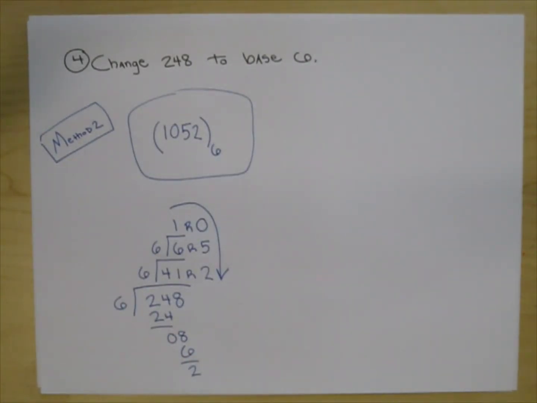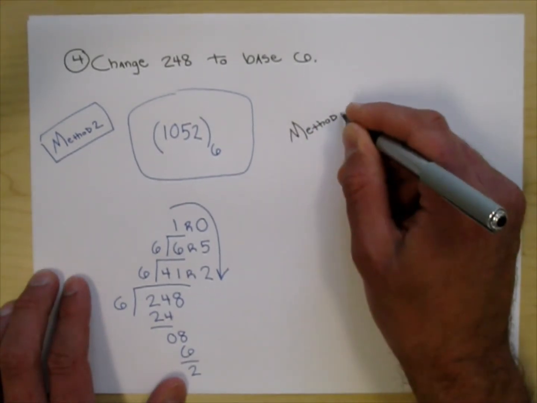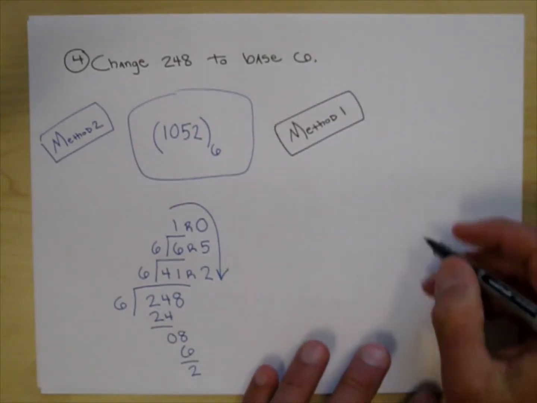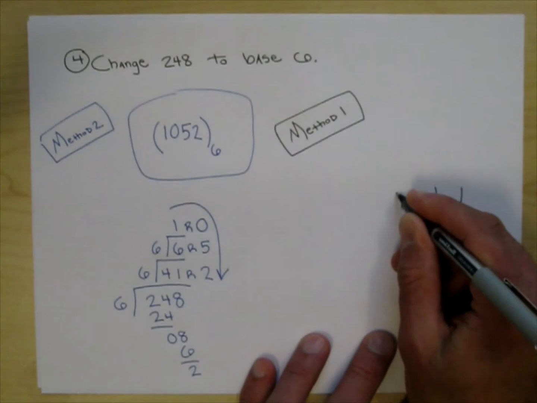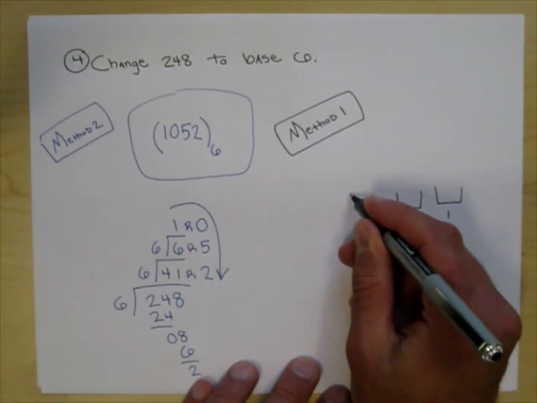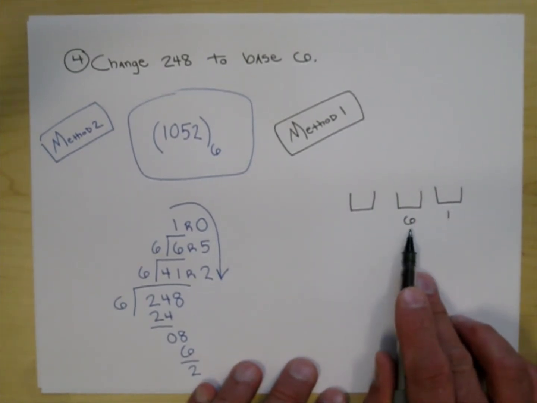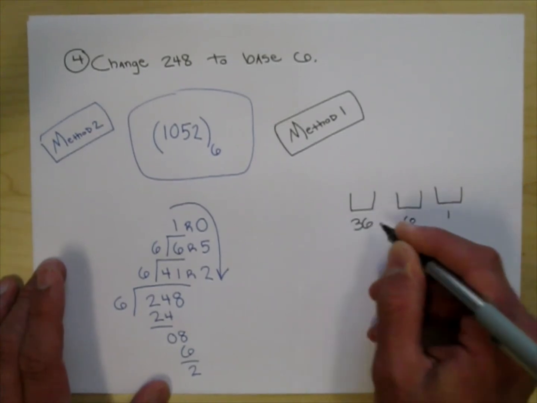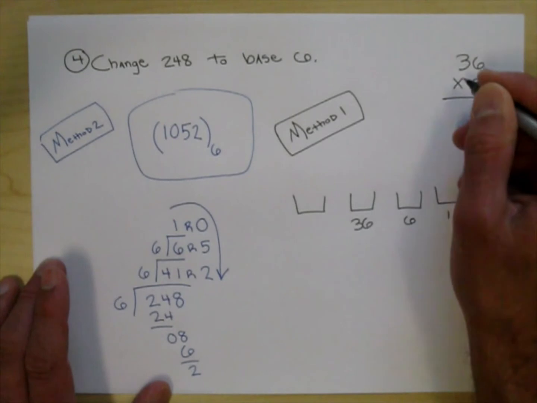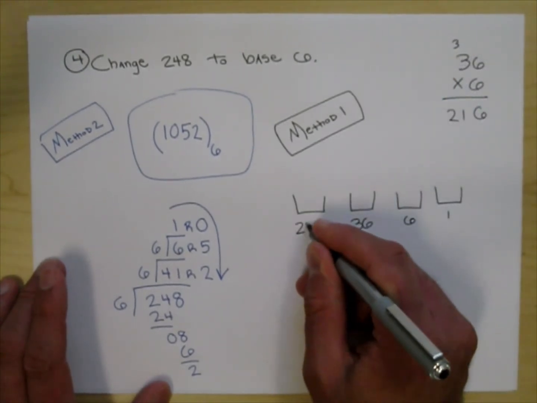Why don't we go ahead and do method 1. So method 1 says we're going to go shopping. There's 1s, and then we use this right here. 6s. 1 times 6 is 6. 6 times 6 is 36. 36 times 6. So 18, 19, 21. So 216.